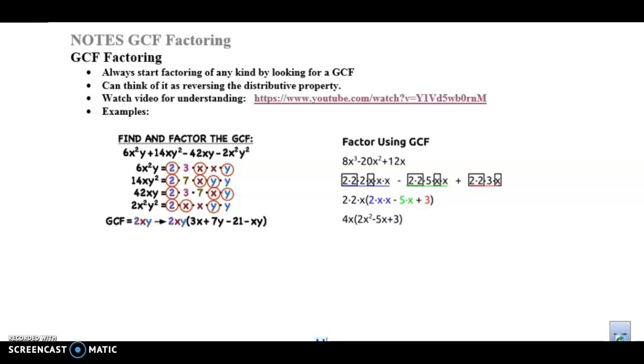Hello guys. Alright, so today we're going to add with greatest common factoring with terms that have a mix of integers and variables. And this can get quite confusing, so if you need to watch this more than once, you can.